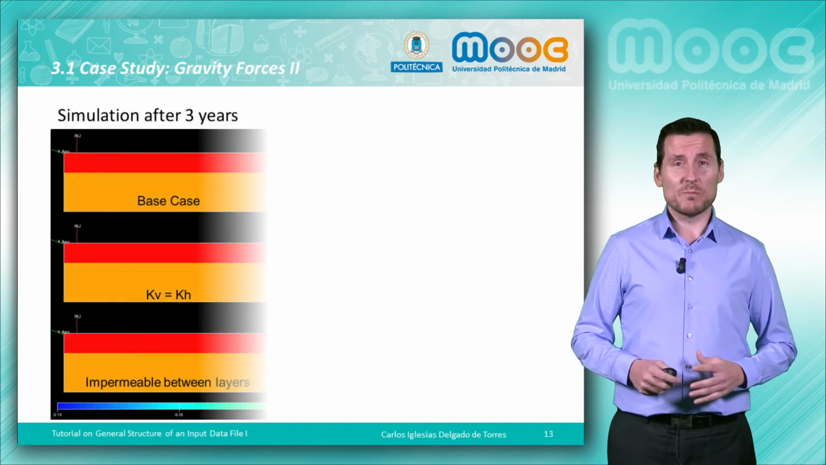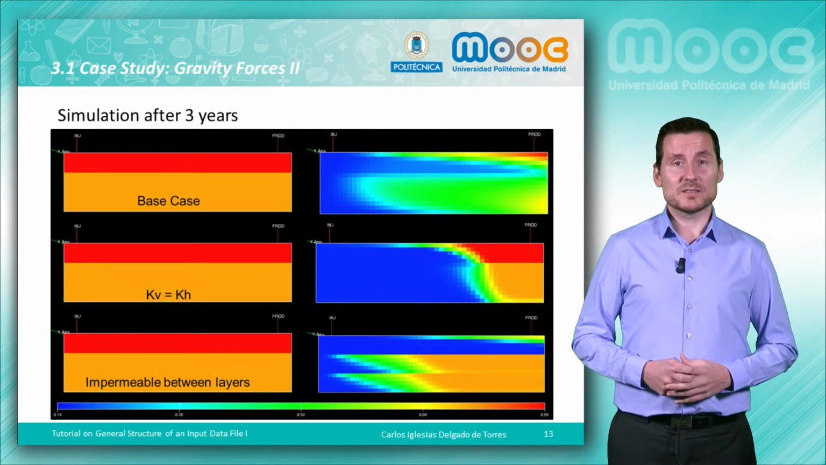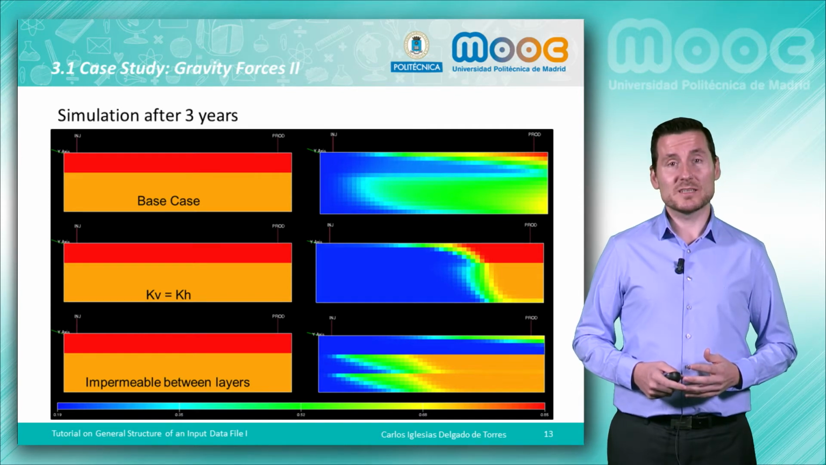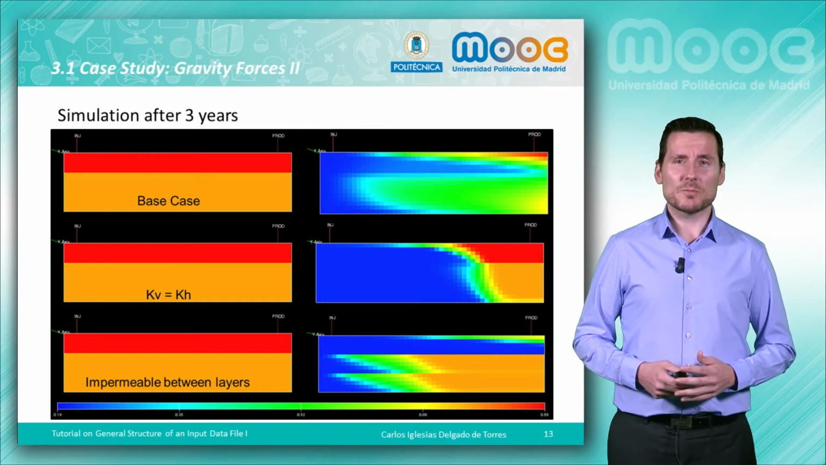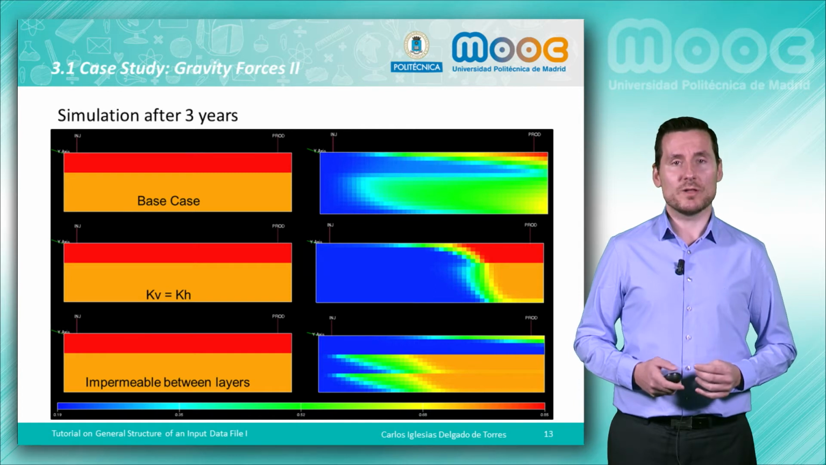As you can see in the saturation profile after 3 years, in the case where the permeability ratio is 1, the fluid displacement is very stable and efficient. In the case impermeable between layers, it is observed that the water flows through each of the layers, but without interacting with each other.